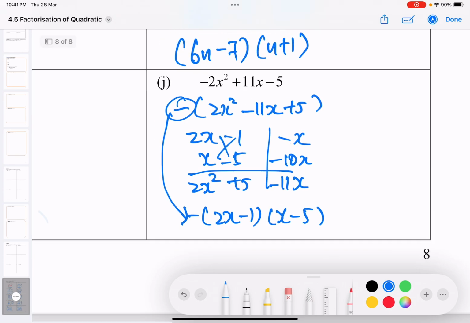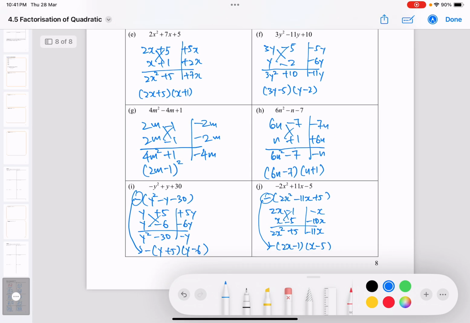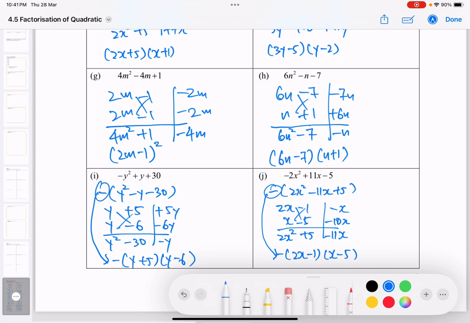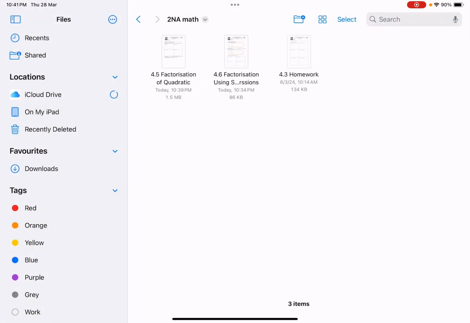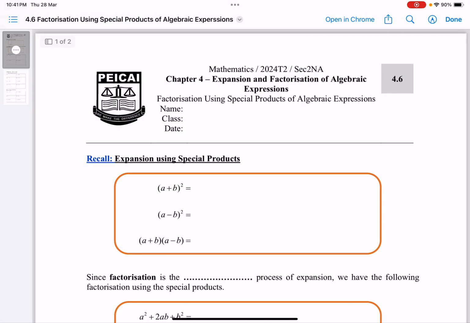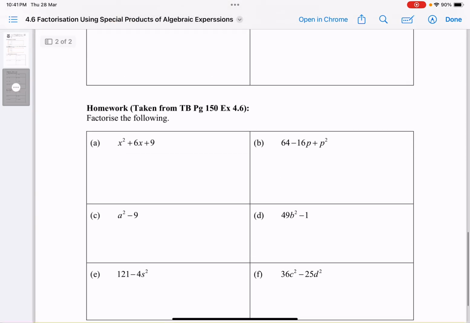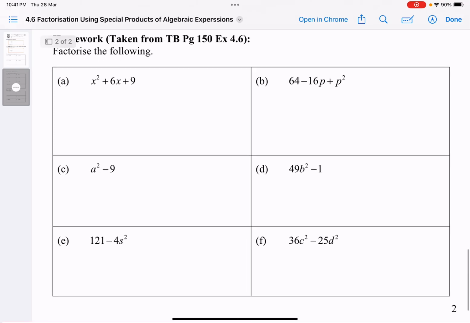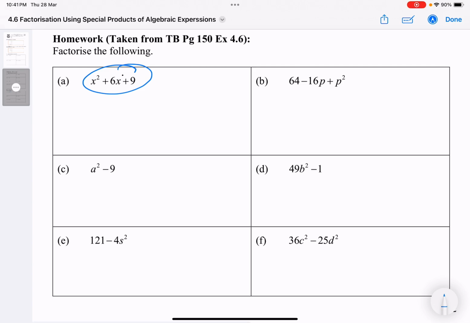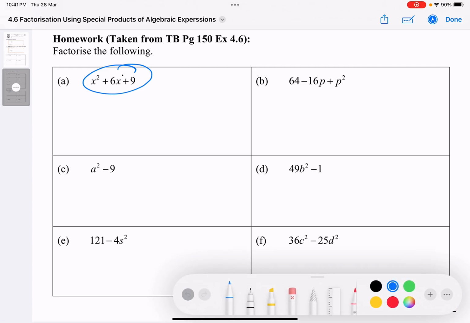Okay, so this is how I do all these questions over here. Please, if you don't know how to do, watch this once, watch this twice, and then try by yourself. Okay, there's another set of homework. Under this, the last page, just a couple. Factorize the following. Now, if you cannot use the special formula, it is okay. I'm okay if you want to use the ladder method to do this.